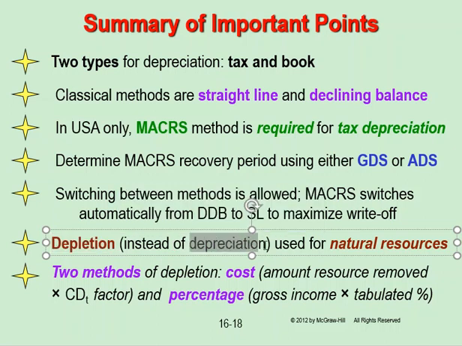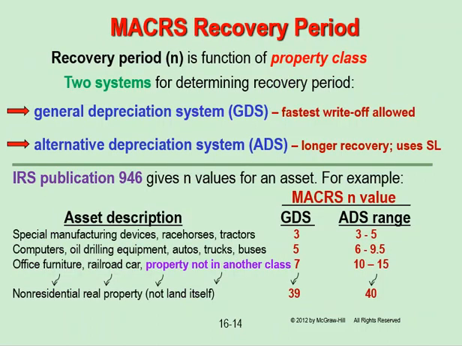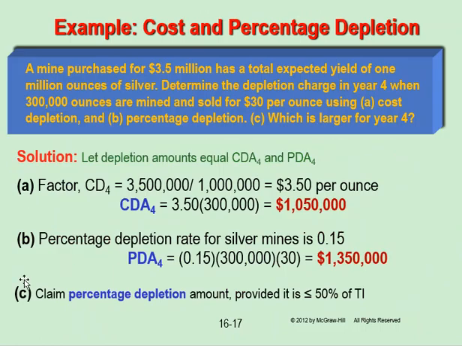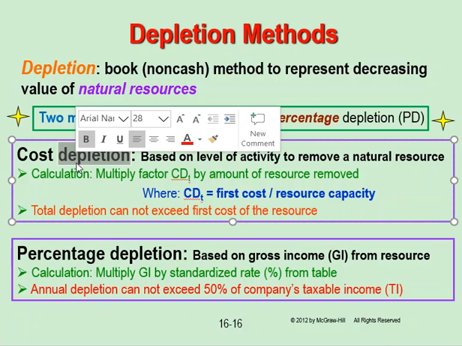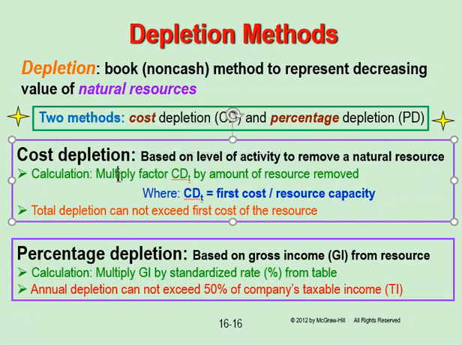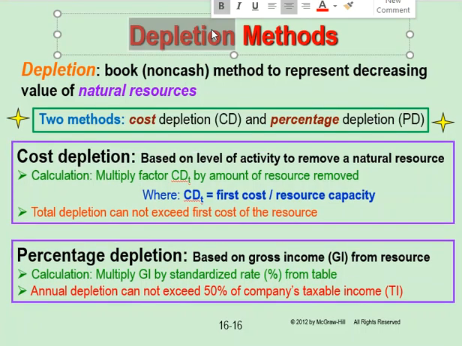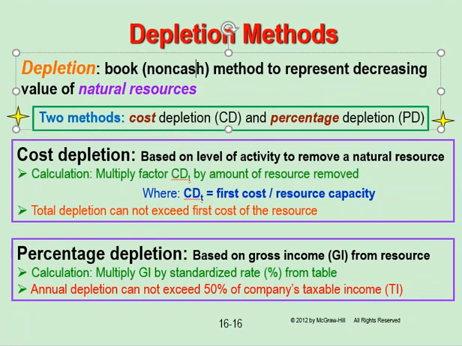It is not depreciation. So natural resources, we call them depleted or depletion, okay? Not depreciated or depreciation. So you have to be careful here when we use these terminologies. You cannot say, hey, my natural resources were depreciated. No, we say what? They were depleted, okay? They were depleted. And the process, we call it the depletion method, okay?